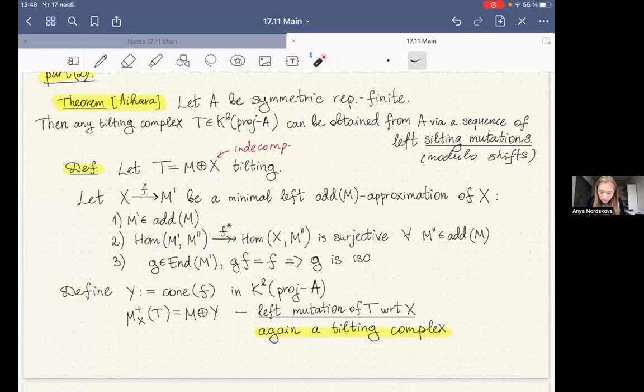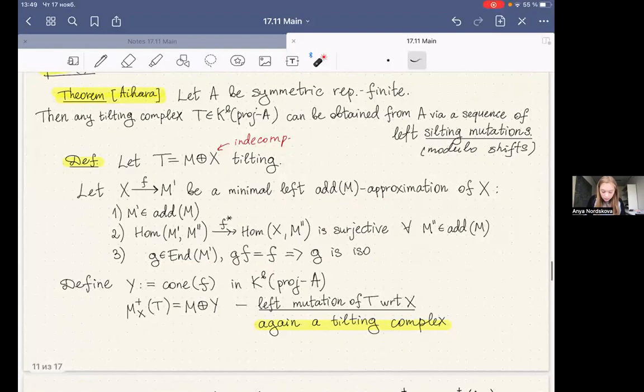And now the property that it's minimal is the following. For any endomorphism g of M prime, if the composition of g with f is f, then g is an isomorphism. So these three properties mean a minimal left approximation. And now let me take the cone of this minimal approximation, which I'll denote by Y. It is defined uniquely up to isomorphism because a minimal approximation is defined uniquely up to isomorphism.